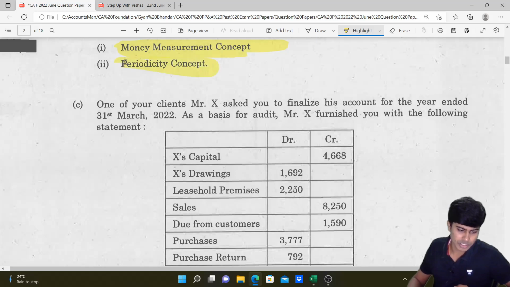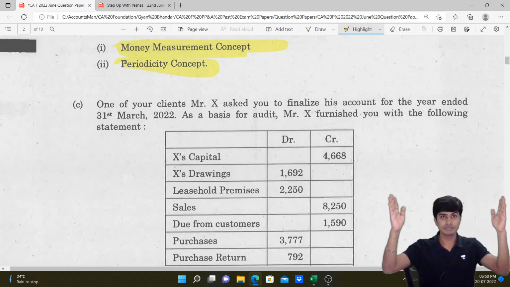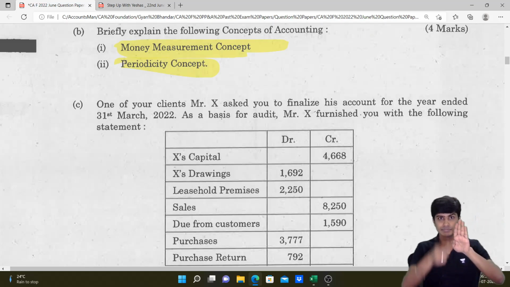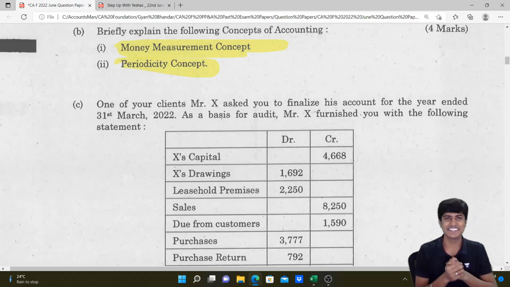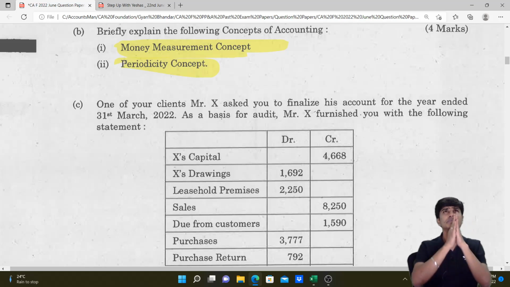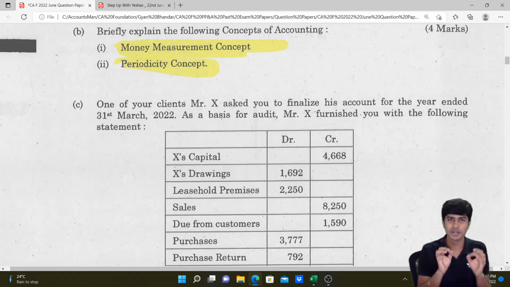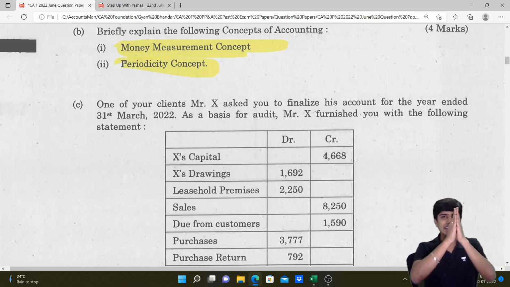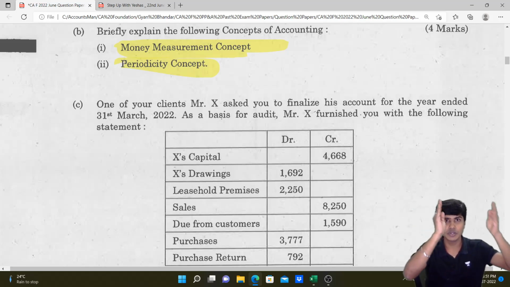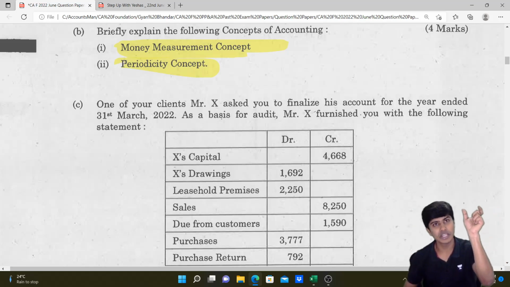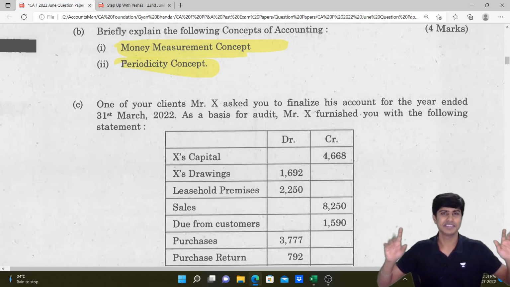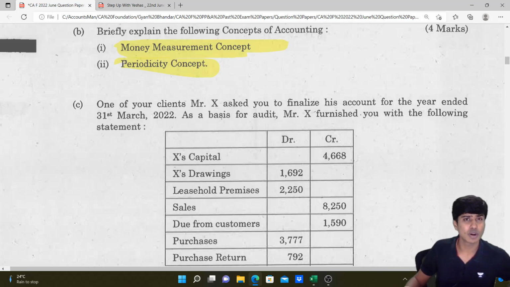And what is the answer for periodicity concept? Remember? Exactly. Maybe you could have used this in the exam hall also. Okay, question number 1b2, periodicity. If you do that line to line, word to word, you get it. What is periodicity? Entire life of the business is divided into fractions called accounting period, and financial statements are prepared for each of the accounting period. That is periodicity concept. It's also called accounting period concept.